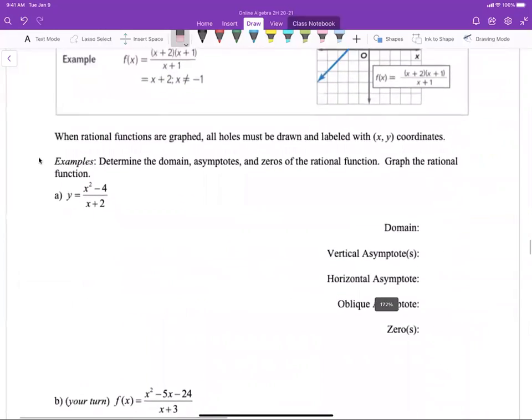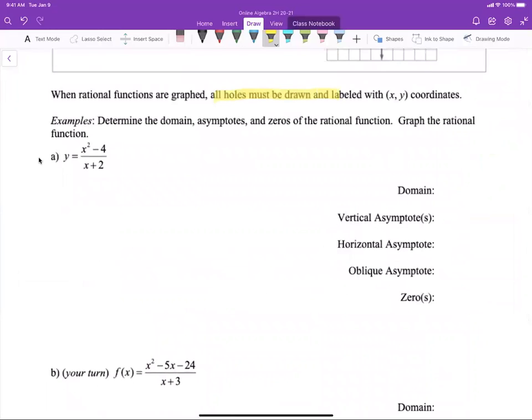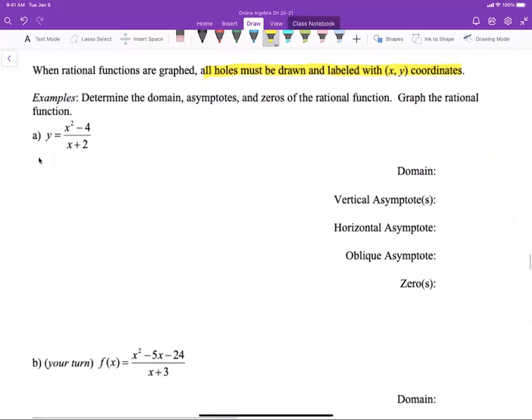Okay, so let's do some problems. When rational functions are graphed, this is important: all holes must be drawn and labeled with x, y coordinates. If you're not labeling them, you're not going to get credit. Determine the domain, asymptotes, and zeros of all the rational functions and graph the rational functions.